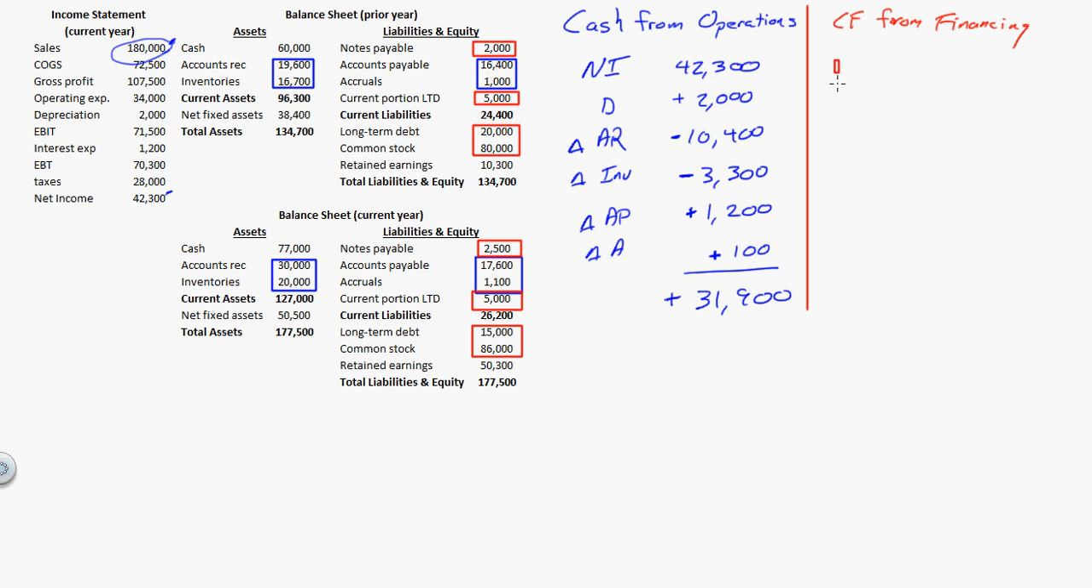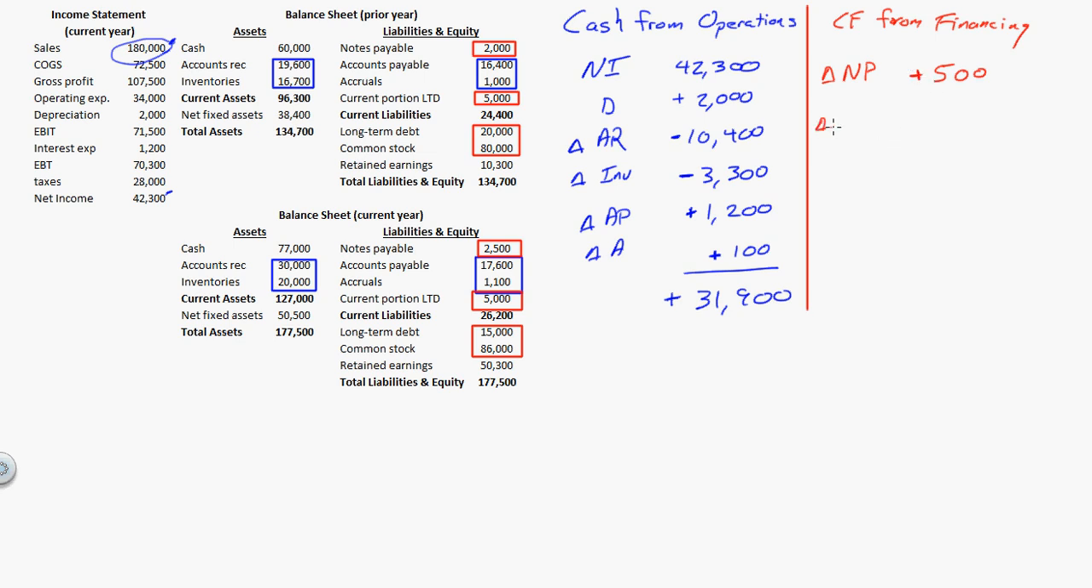So we need to look at the change, the delta, in notes payable. Notes payable went from $2,000 last year to $2,500 this year. That's a change of $500. Well, if I owe more money this year than I did last, I must be borrowing money. So that's a positive 500.